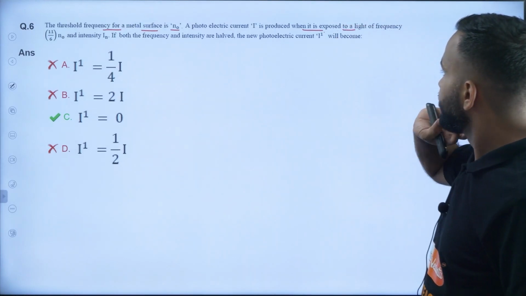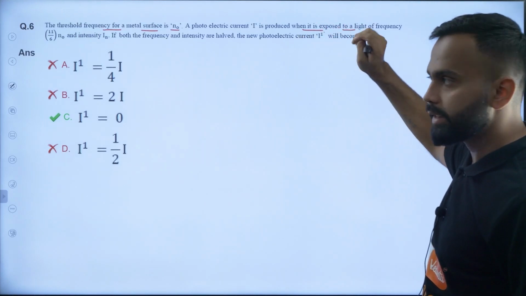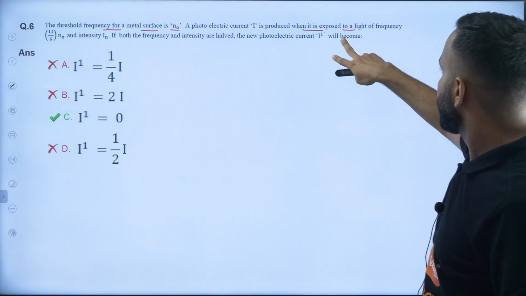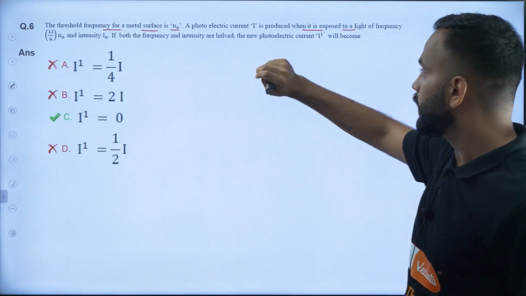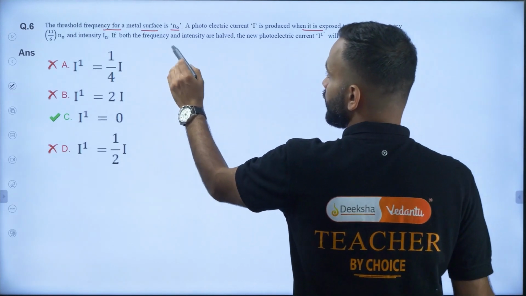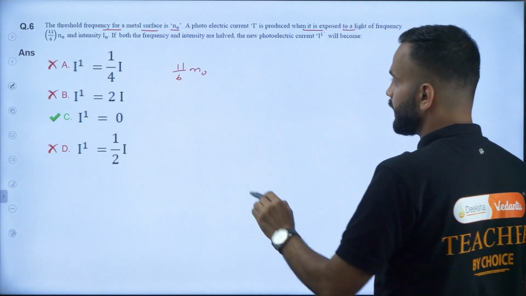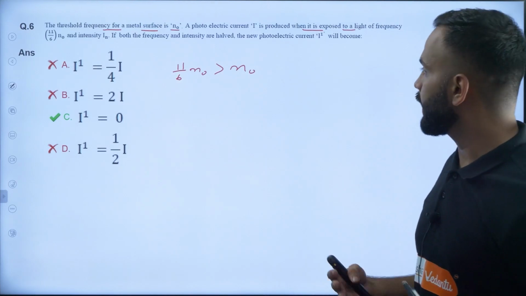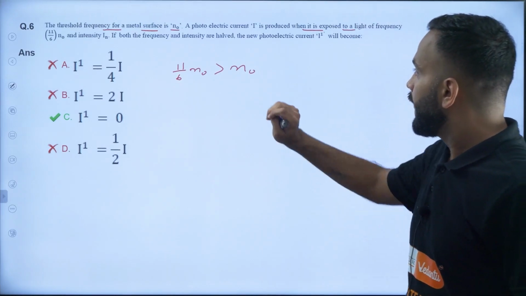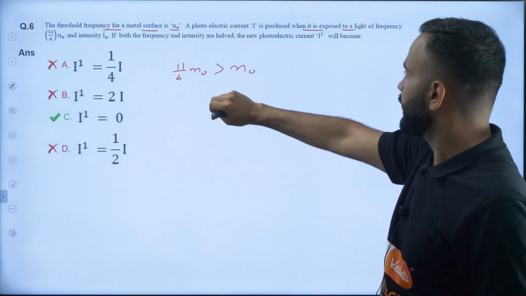Okay, so here the intensity of the photoelectric current is I. It is produced when it is exposed to light of frequency 11 by 6 N0. This is the frequency of the incident light, which is greater than N0, right? So definitely the photoelectric effect will take place. And the intensity of the incident light is I.